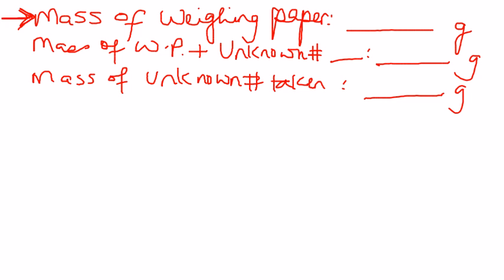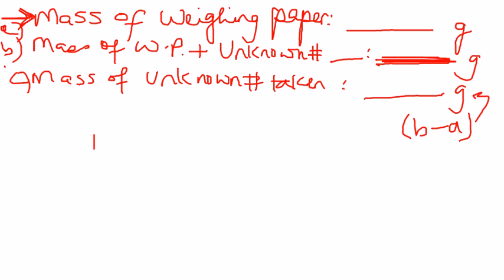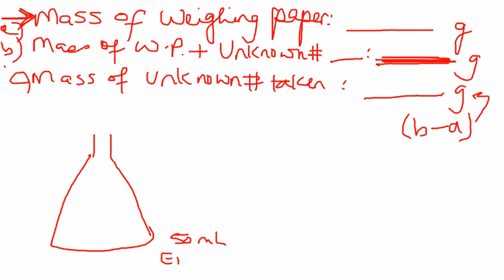You're going to take approximately 2. Again, it doesn't have to be 2.000. Somewhere between 1.9 and 2.1 is a good number, but you have to record the exact numbers. And then, of course, B minus A will give you C. So you have to know how much you're transferring. You will take that in an Erlenmeyer flask, 50 milliliter Erlenmeyer.